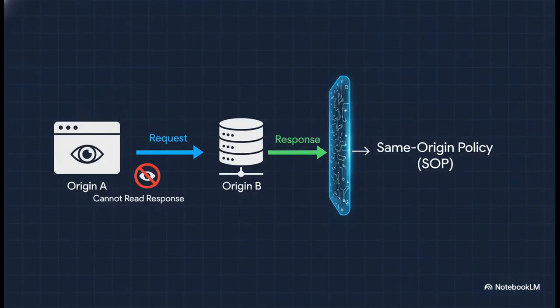Now here's the crucial detail, the part you really got to remember. The SOP's main job is to prevent a script from reading the response of a cross-origin request. You can often send a request, no problem, but your JavaScript code gets blocked from seeing what comes back. This is literally what prevents some random ad on a blog from making a secret request to your bank's website and reading your account balance.